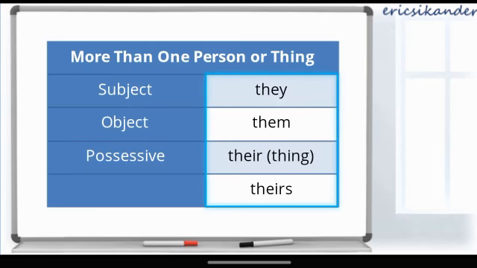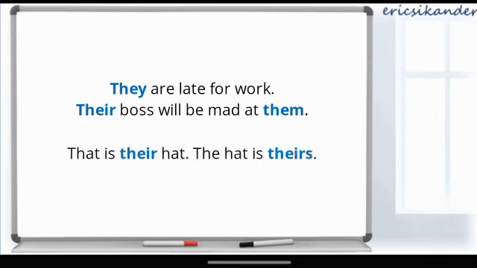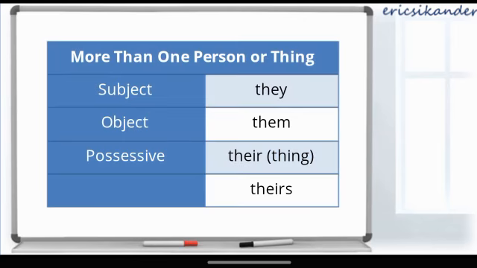Let's look at the plural third-person pronouns. They aren't different by gender, so there's only one set of pronouns to remember. They, them, their, and theirs. They are late for work. Their boss will be mad at them. That is their hat. The hat is theirs. Plural pronouns are often misspelled. Be sure you understand each word, how it's spelled, and when it's used.